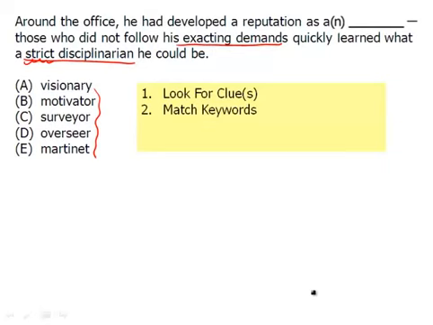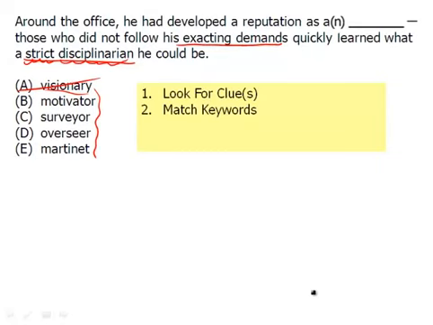Why? Well, because you could come up with your own word, but simply you know that the answer choice has to be a synonym for exacting or a strict disciplinarian. So let's just use a disciplinarian. Okay, let's start with A, visionary. Is a visionary a person who is a strict disciplinarian? The answer is no. They are a person who simply has a vision, so we can get rid of that.